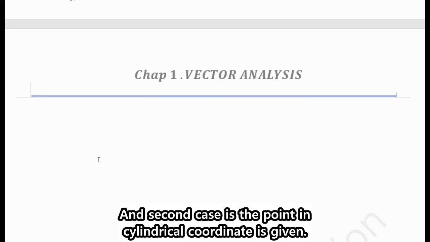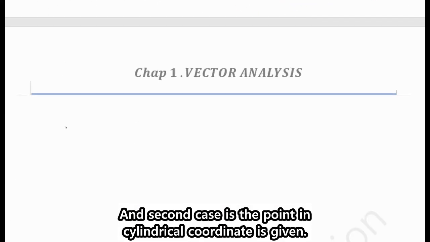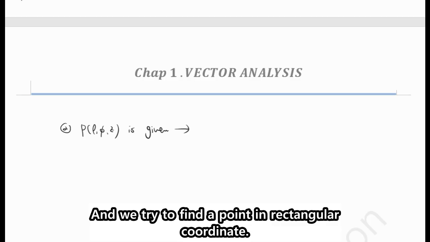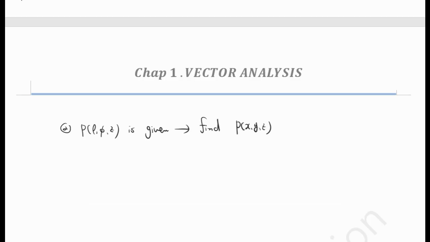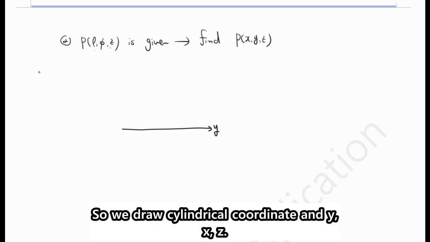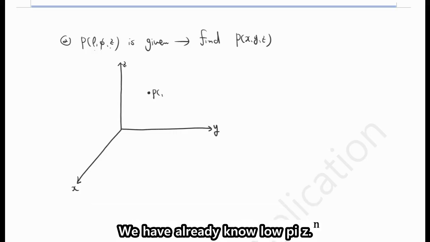And the second case is when the point in cylindrical coordinates is given, and we try to find the point in rectangular coordinates. So we already know rho, phi, z, and we find x, y, z. So we draw the cylindrical coordinate system with y, x, z. We already know rho, phi, z.